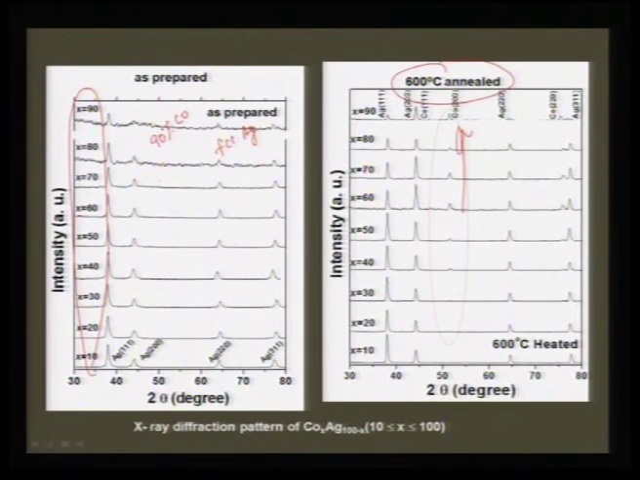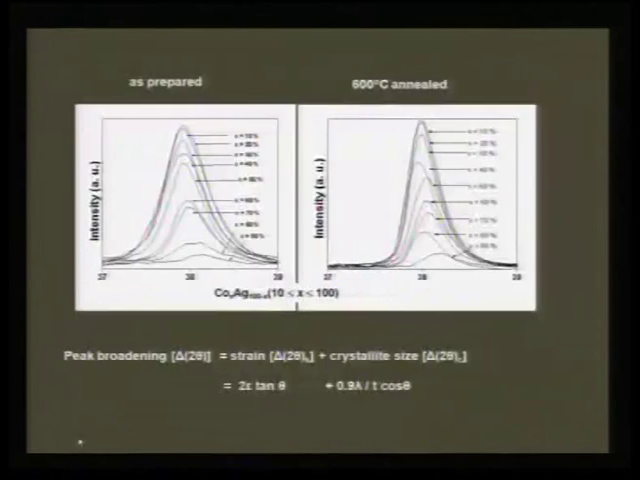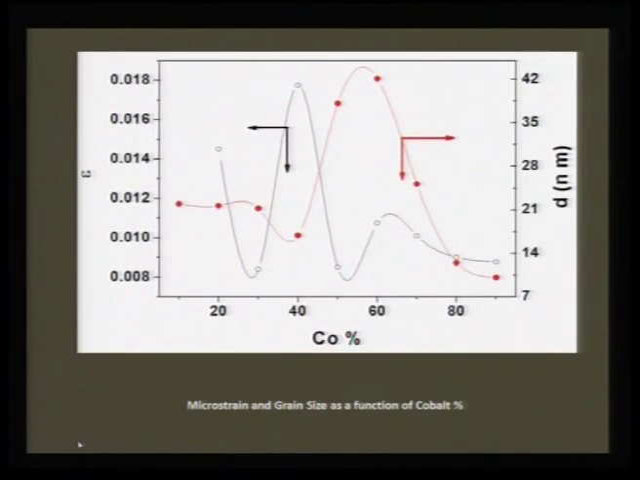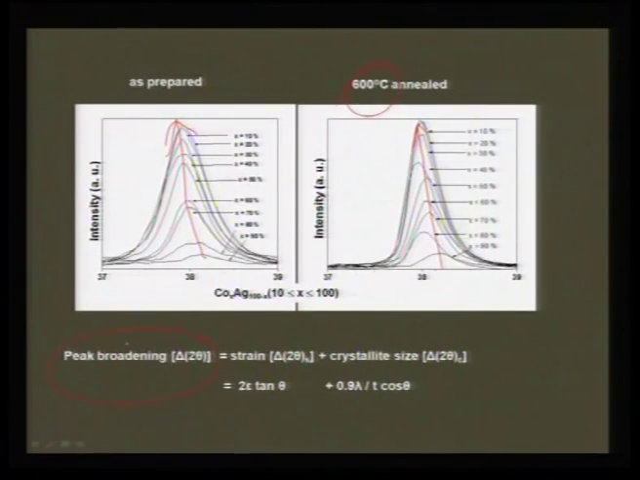And if you map this peak, which is true for silver, and this peak which you are seeing for cobalt, now, as you see here, this 38 peak clearly shows a change in the full width at half maximum and the position as a function of cobalt, and this can have a tremendous influence on the properties of these silver cobalt nanoalloys. Here again you see for the 600 annealed sample, the peak position changes and the full width at half maximum also changes, and therefore there is a way to interpret the peak broadening.